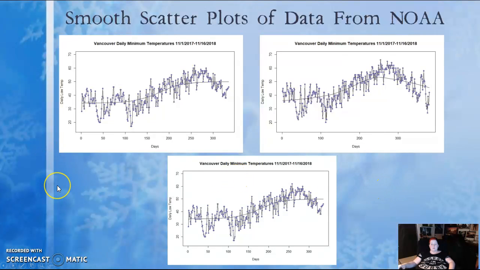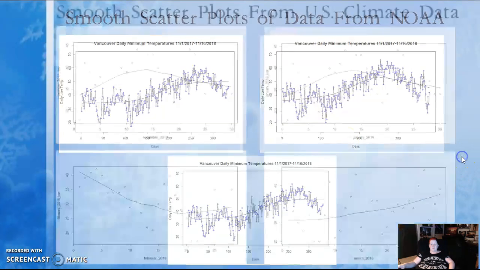These are the smooth scatter plots of the data collected from NOAA. Two of them are pretty similar. One of them shows a little difference, but the top two represent different areas within Vancouver.